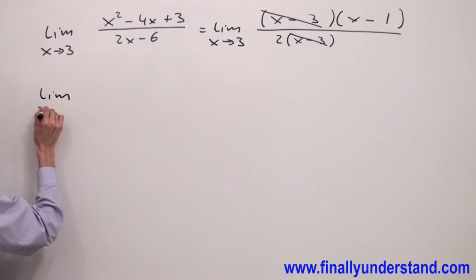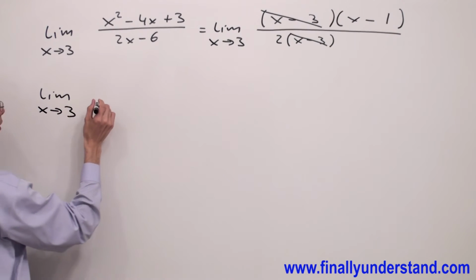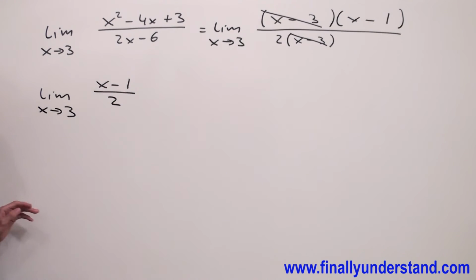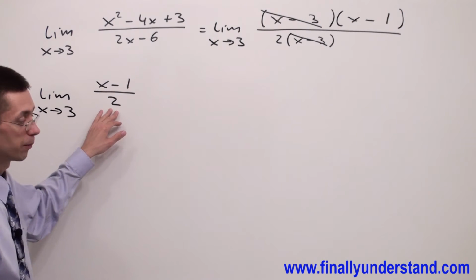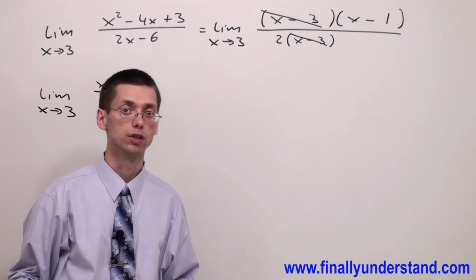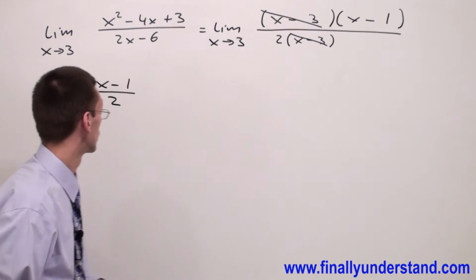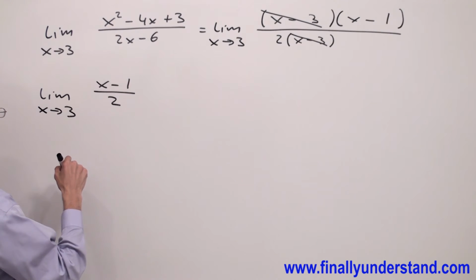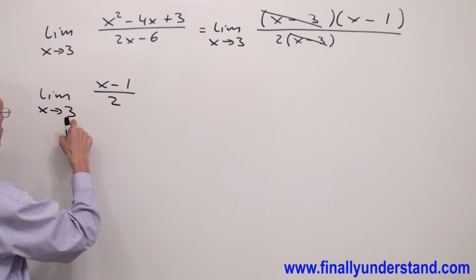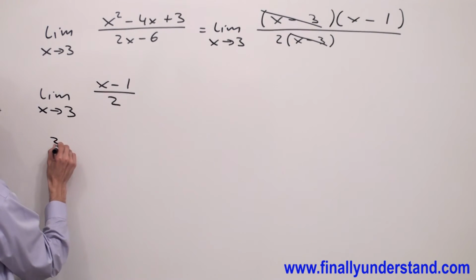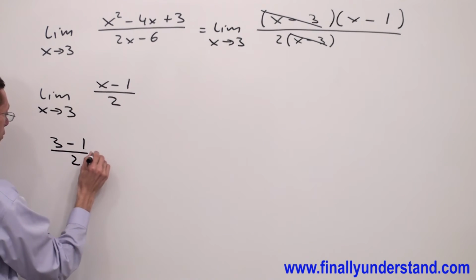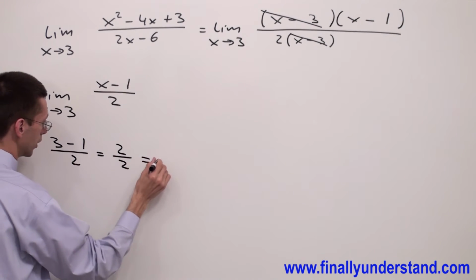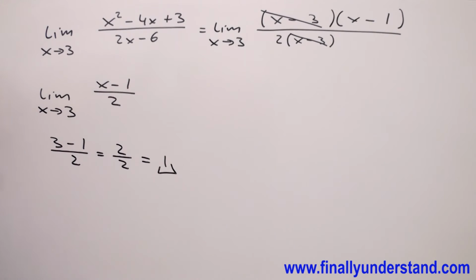limit as x approaches 3 of x minus 1 over 2. Please notice that this time my denominator is never going to be 0. So what am I supposed to do next? I'm supposed to simply replace x by 3. And I'm going to have 3 minus 1 over 2. 3 minus 1 is equal to 2. 2 divided by 2 is equal to 1. This is the solution to my problem.